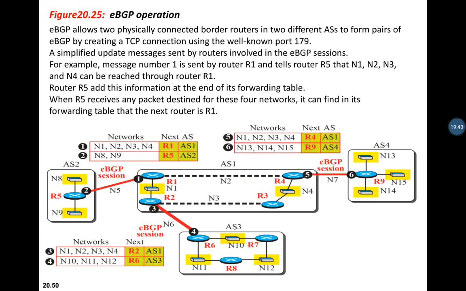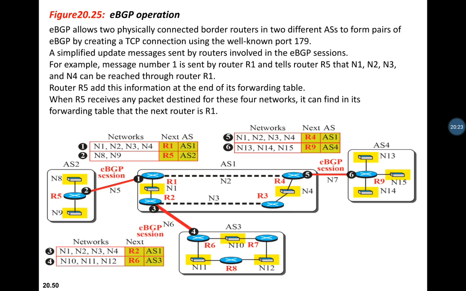So, for example, message number 1 is marked with a black circled 1, as are the others up to 6. Message 1 is sent by router R1 and tells router R5 that networks N1, N2, N3, N4 can be reached through R1. When R5 receives any packet destined for these four networks, it can use its forwarding table, and since it knows that the next router is R1, the packet will be forwarded.